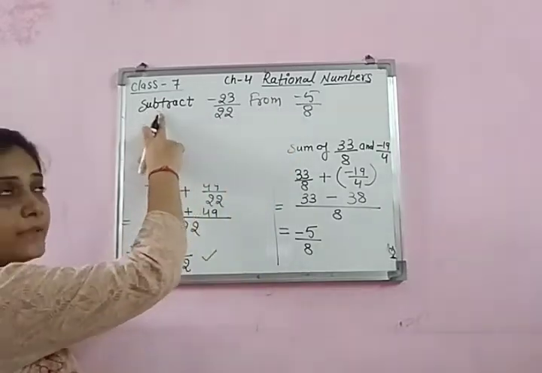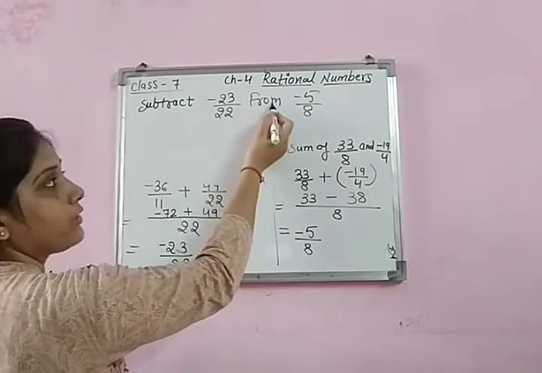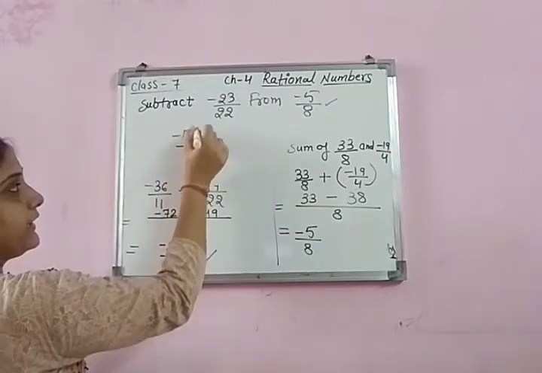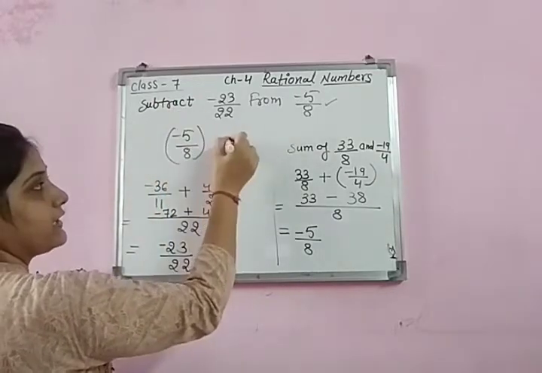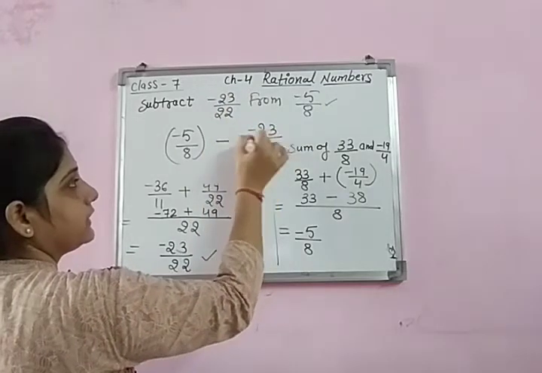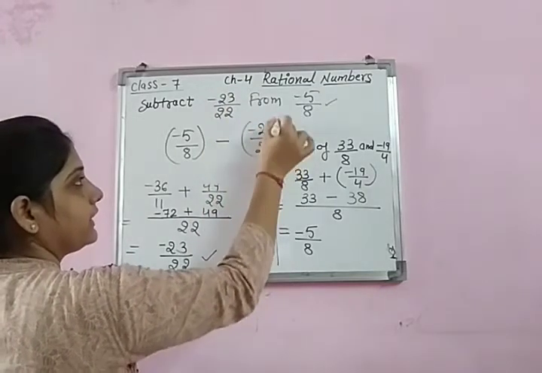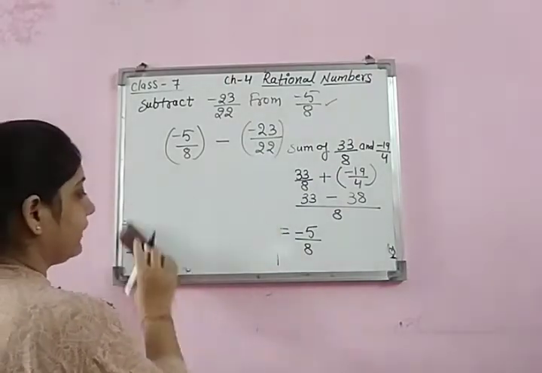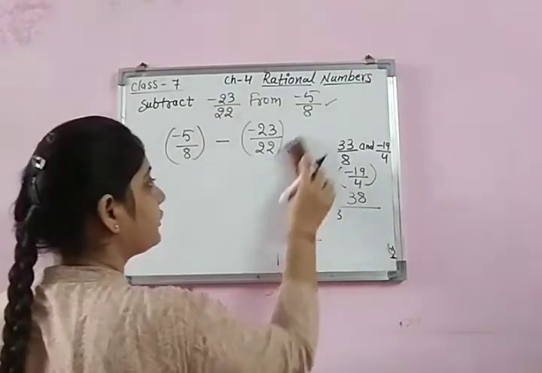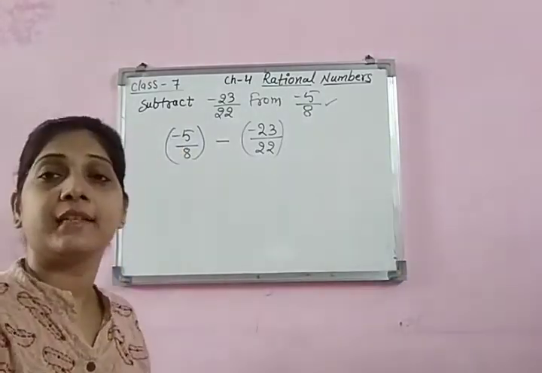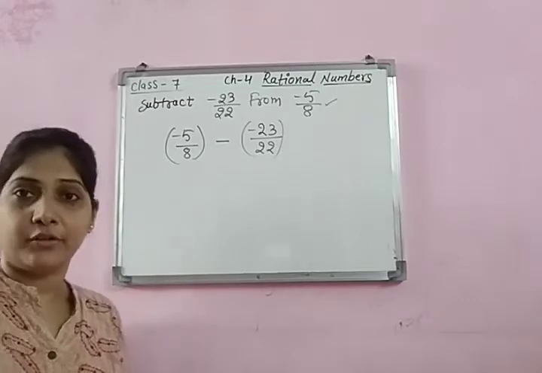We are performing the subtraction now, and if the "from" concept is there, we have to write this number first, negative 5 by 8, and we are subtracting, so put a negative sign and then write the other number. I think the formation is clear. Children, it's very important at which position you are writing which number, because if the formation is incorrect, definitely the answer will not be correct.